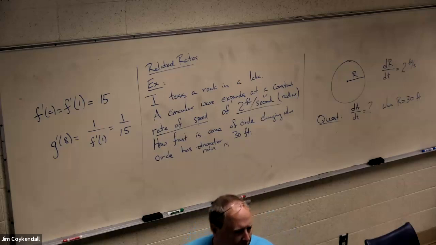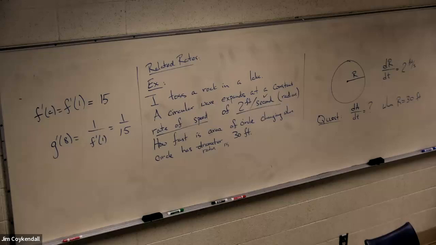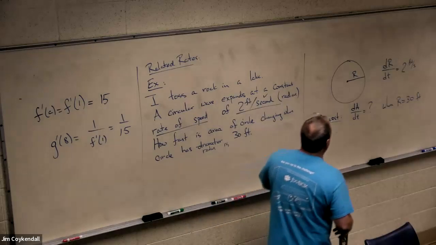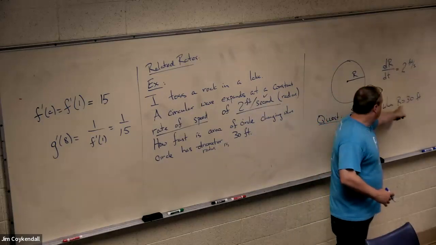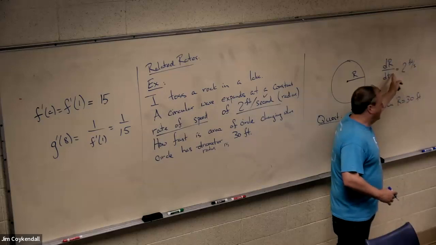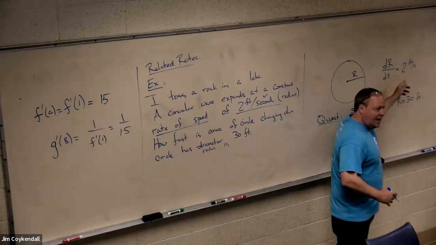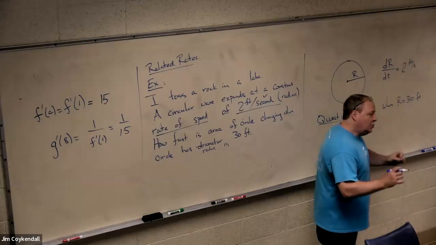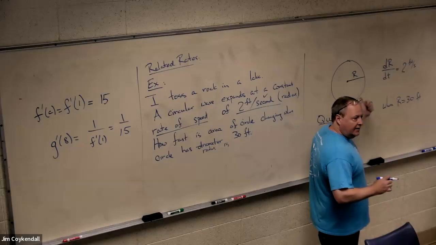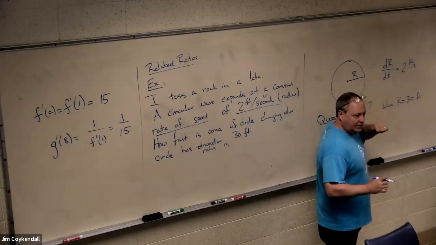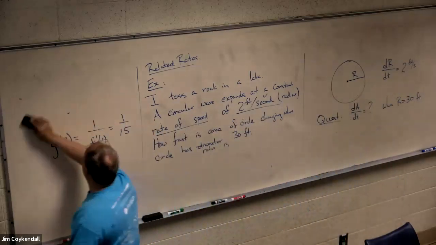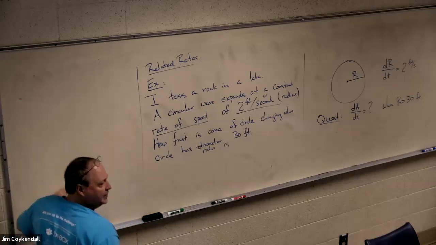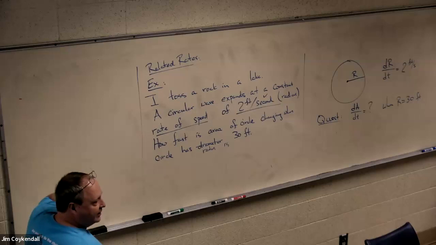This is what I'm looking for. I'm looking for the change of the area with respect to time when the radius is 30 feet. This actually tells me something. I want dA/dt. I know that I want it at this point, and I know that dR/dt is always 2. This is telling me I want to get a formula that involves A and the radius. What's the formula for the area of a circle in terms of radius?